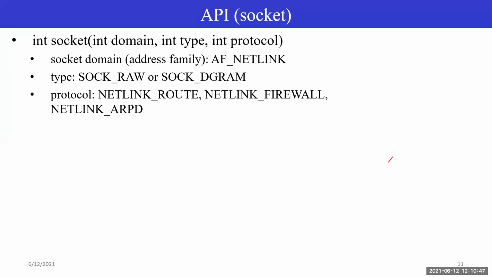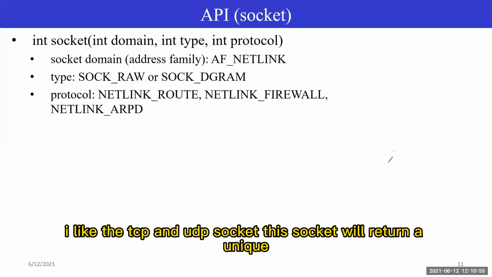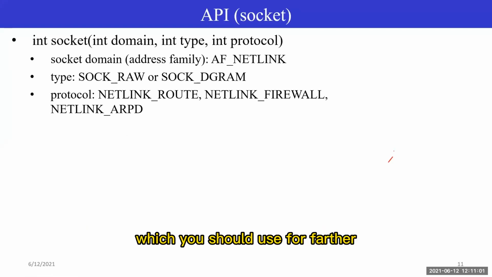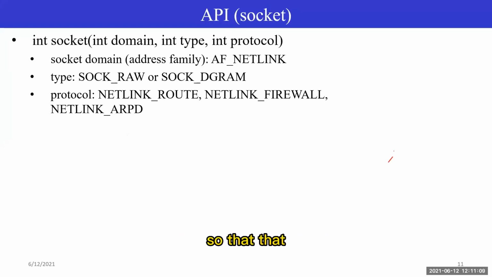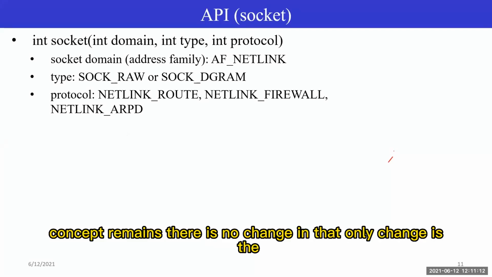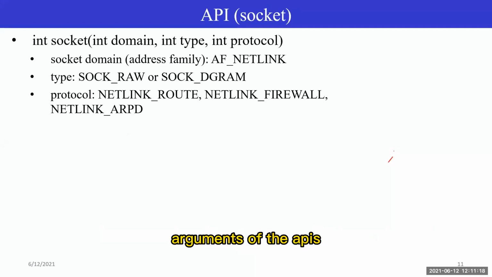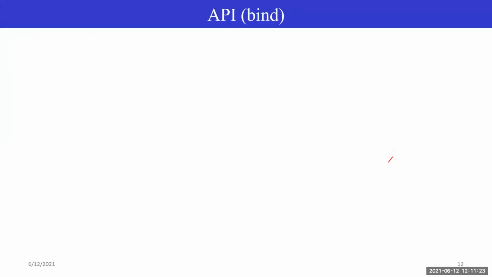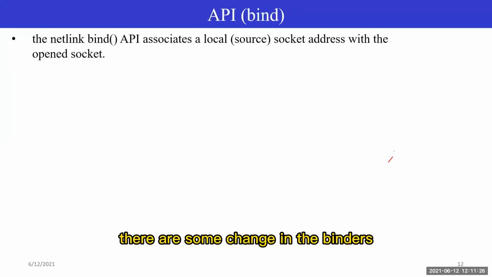No, I guess. Okay, so this is how you can create a Netlink socket. Again, like the TCP and UDP socket, this socket will return a unique socket descriptor, which you should use for further socket APIs like bind, send, receive, and all that. So that concept remains the same. There is no change in that. The only change is the arguments of the APIs, for example, in the socket. Similarly, there are some changes in the bind also.